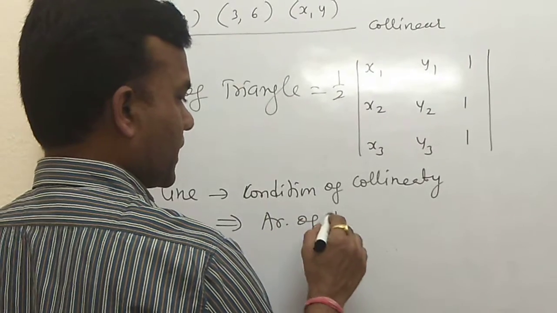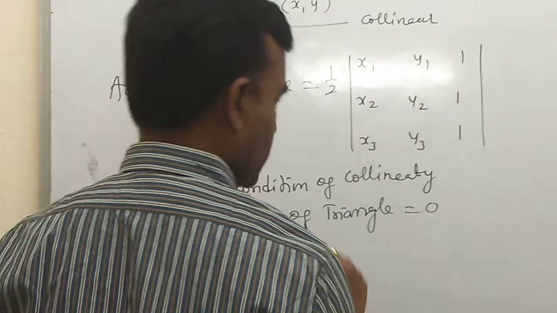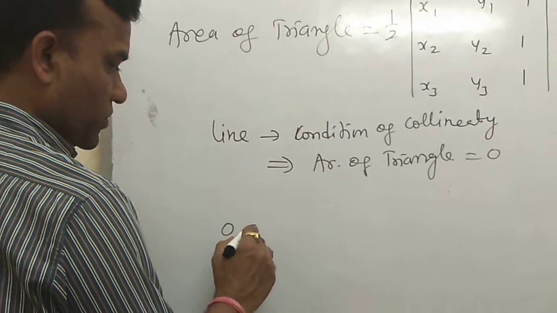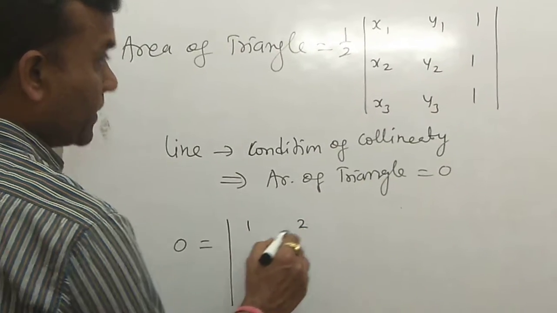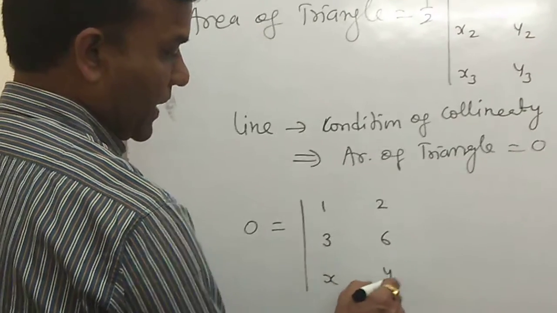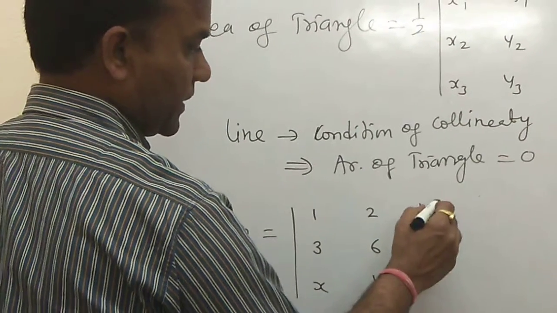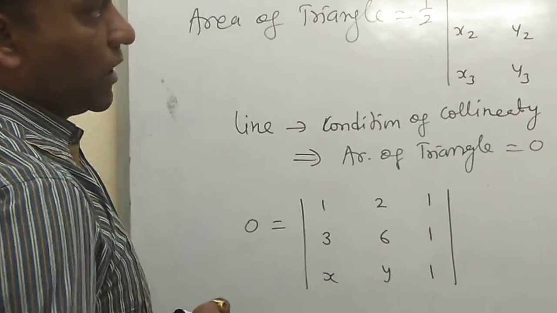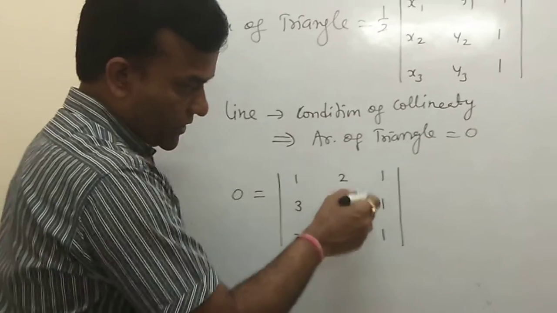Then the area of triangle is 0. So you have 0 equal to 1/2 times the determinant with rows 1, 2, 1; 3, 6, 1; and x, y, 1, and then use the concept of this and this. Okay, so now you use again the formula like you apply row operations.